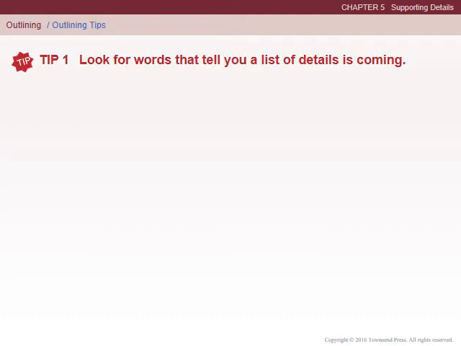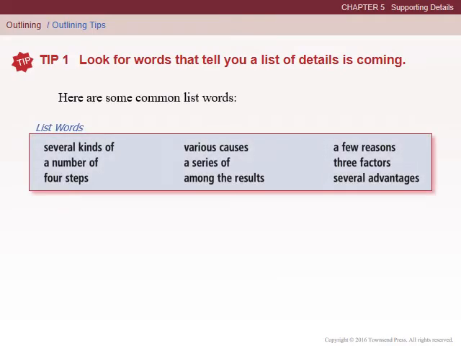Okay. Some of the tips that the book gives for outlining, tips are suggestions on how to figure out the organization. The first tip is to look for what we call list words. And remember that list words in general are words that include a plural word that tell you what the list is going to be. So in the first one here, several kinds of, that paragraph will tell you many kinds of something. Various causes will tell you three causes. A few reasons will give you several reasons. Not in that sentence, but later on in the paragraph.